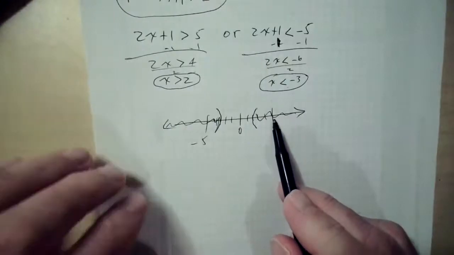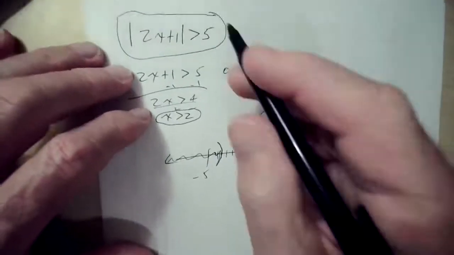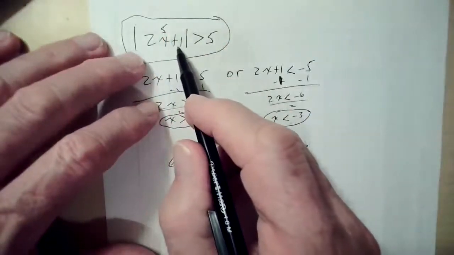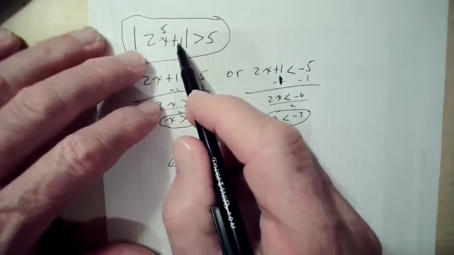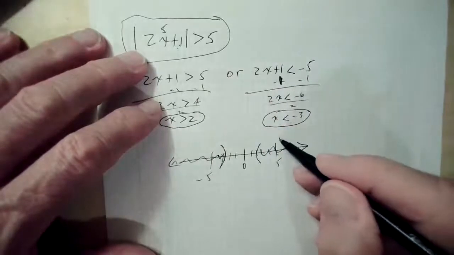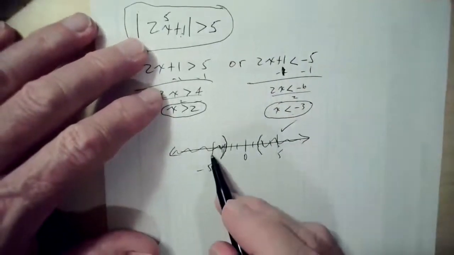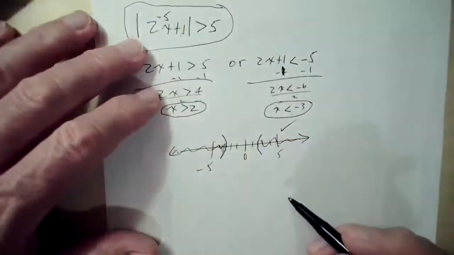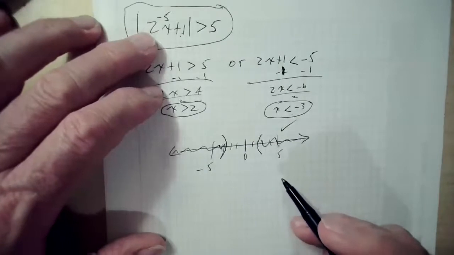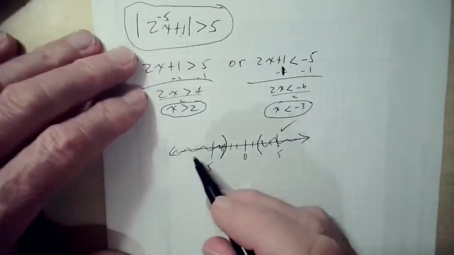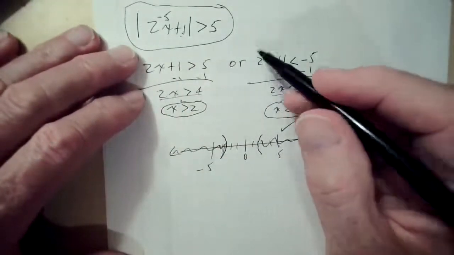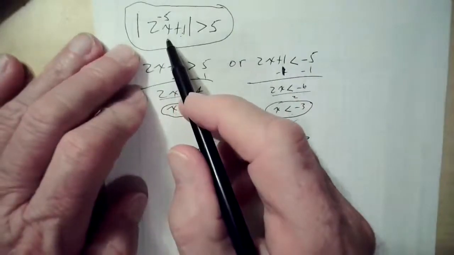So let's take a number that's in this set of numbers here, 5. We plug 5 back into the original inequality. 10 plus 1 is 11. The absolute value of 11, is that greater than 5? Yes. So these numbers over here are good. Now what about -5? 2 times -5, -10 plus 1 is -9. Is that right? Is -9?